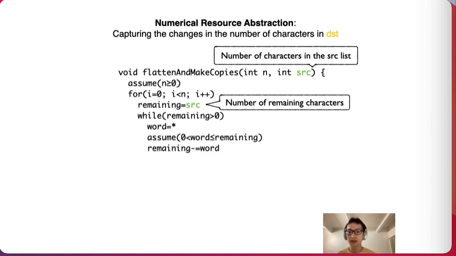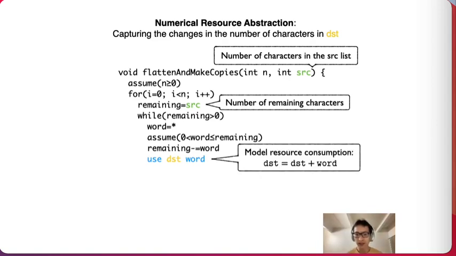Word is the number of characters in a word. Words may have different sizes. This is achieved by non-deterministic star assignment and the assume command. Finally, copying a word is realized by a special command called use. The use command generically expresses resource consumption.